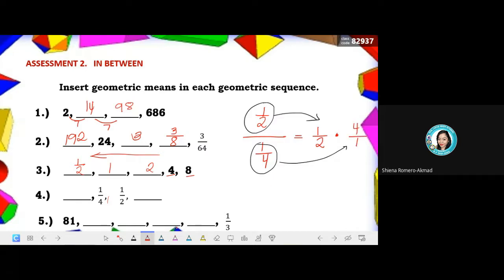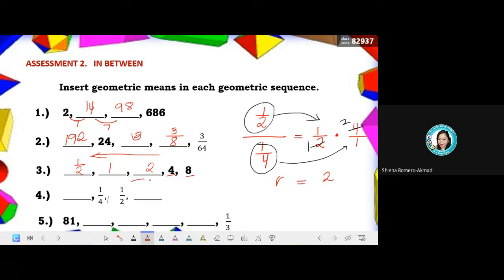Then, we can cancel out yung mga numbers in the numerator and denominator na merong common factor, which is 2. Or both divisible by 2. 2 divided by 2 is 1. 4 divided by 2 is 2. So, kalalabasan ito, 2 times 1 is 2. 1 times 1 is 1. So, our ratio here is 2.